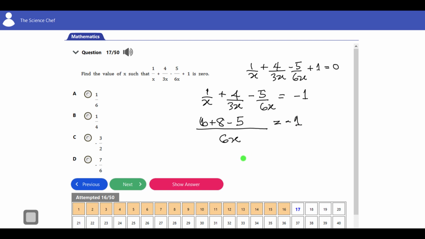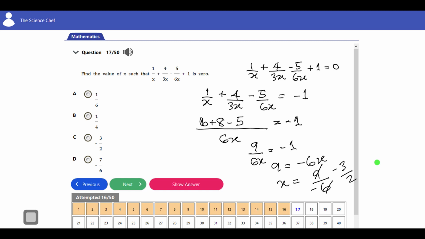So that gives us 14 minus 5. 14 minus 5 is 9, right? So that's 9 over 6x. Over 6x equals to what? Minus 1. So from here, 9 equals to what? Minus 6x. So what will my x be? My x will now be what? Divide both sides by minus 6. That will be 9 over minus 6. So if we evaluate this, that will be minus 3 over what? 2, which is option C.